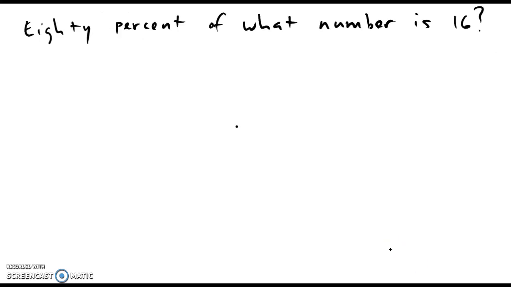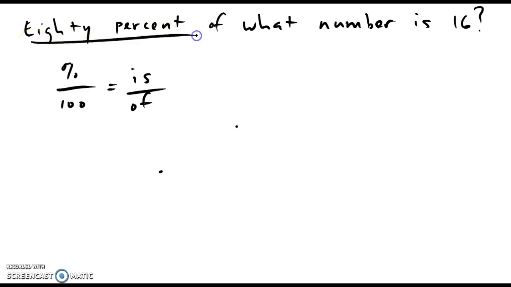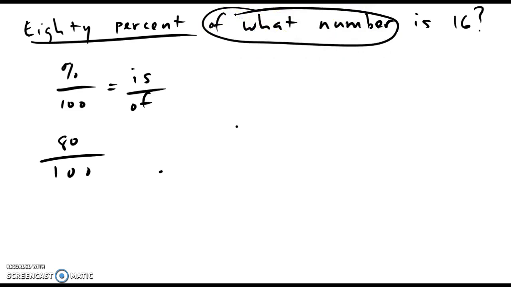Here's our final example, and I've shown you every combination of a percent problem, all 3 combinations. But remember, percent over 100 is equal to is over of. I'm going to use this one this time rather than part over whole. 80% of, okay, 80%, so we were just given the percent, and I'm just going to go ahead and write it in now. So 80 over 100 of what number? Now look, we don't know of what number. We're trying to find the of now. Of what number? Is, we're given the is, so let's put the 16 in place of the is.